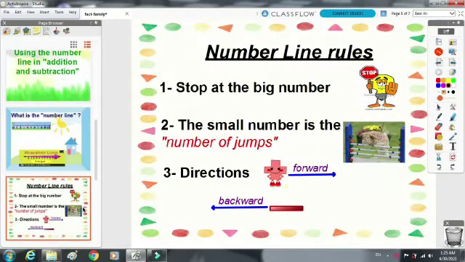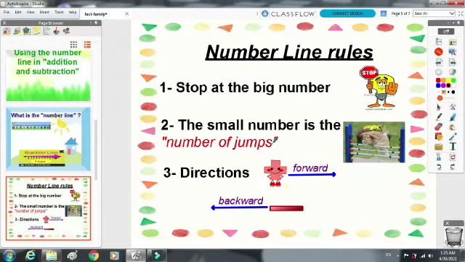So, what is the importance of the number line? We can use these number lines to make many operations. We can use it to add and subtract. But first, you have to know what the number line rules are. To add and subtract on the number line, first you have to stop at the bigger number. When you have the mathematical sentence, you have to see where the bigger number is and stop at it, and the small number is always the number of jumps.